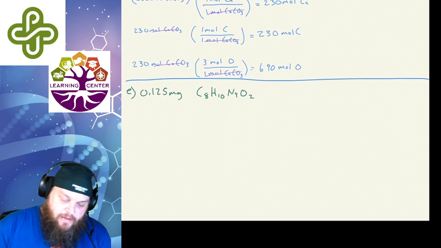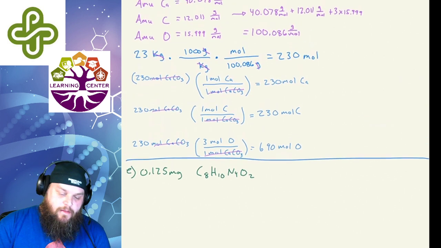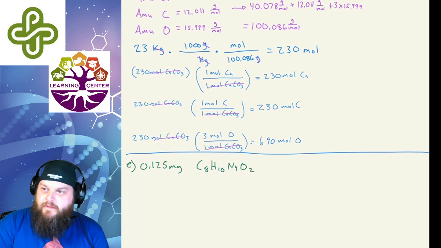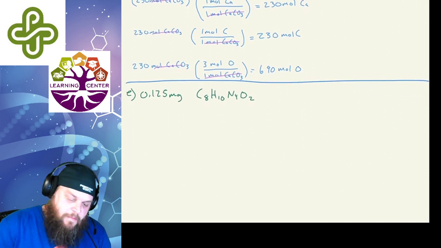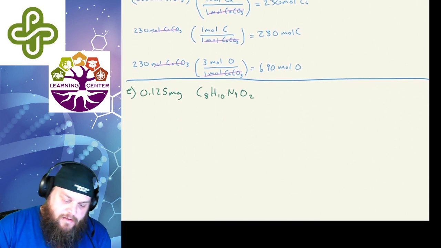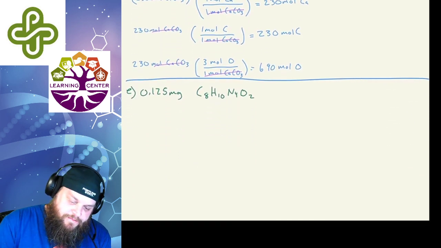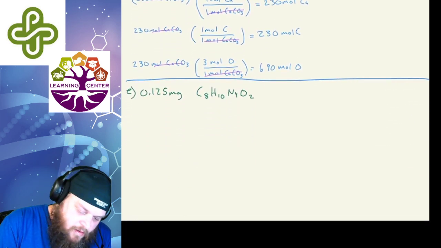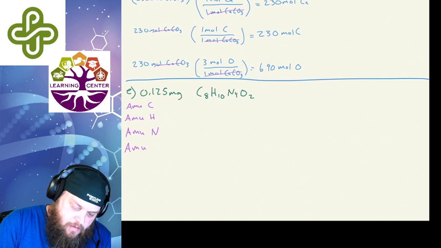So first, let's start with the weight. Here we have 0.125 milligrams of caffeine. Before we had 23 kilograms. So we had a lot of that calcium carbonate. We have a tiny bit of caffeine. So let's first figure out our molecular weight. To do that, we need to find the AMU of carbon, AMU of hydrogen, AMU of nitrogen, and the AMU of oxygen.